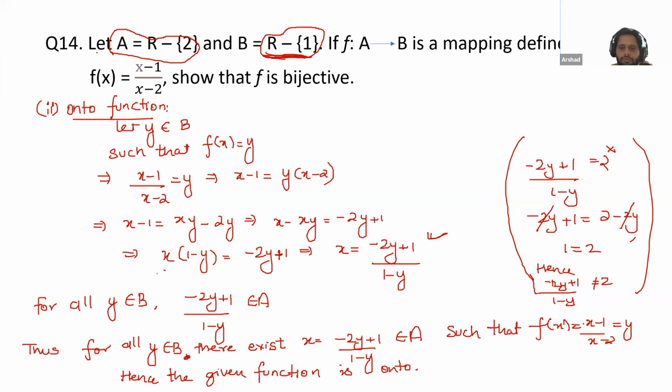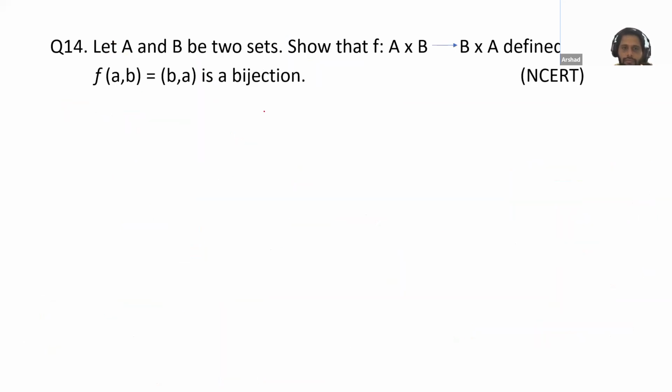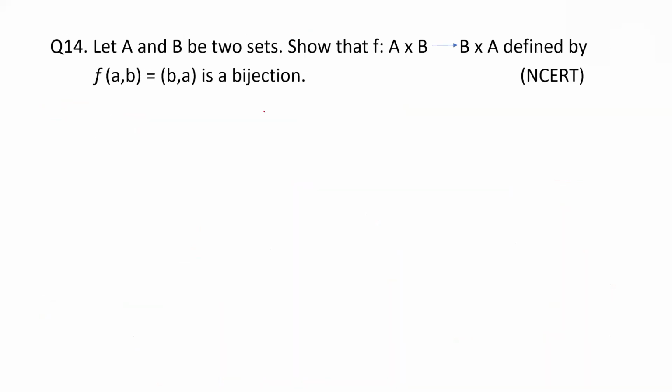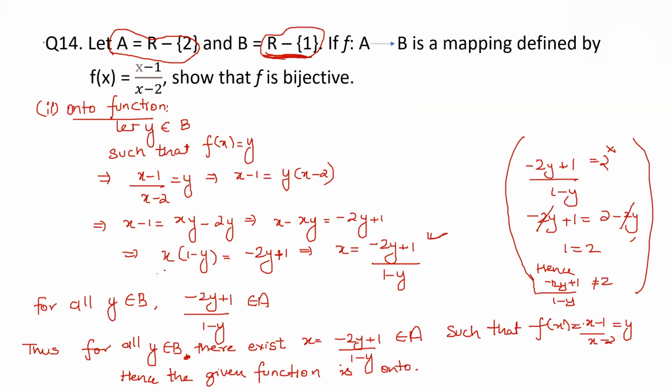Everyone, this is done. Shall we start next? Please raise your hand if this is done. Okay, now only 2 questions are left. Sir, can you show the previous answer? Yes, yes. Please note this down. Confirm.